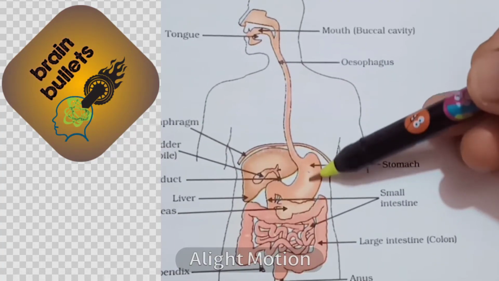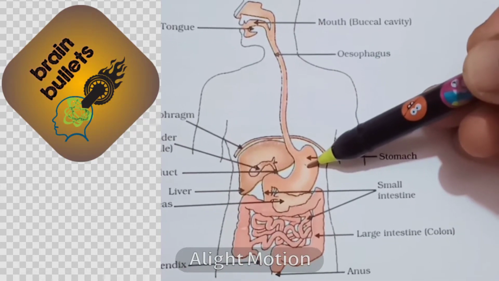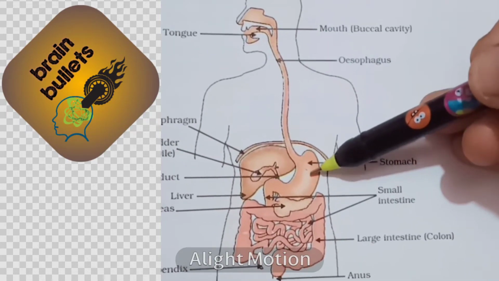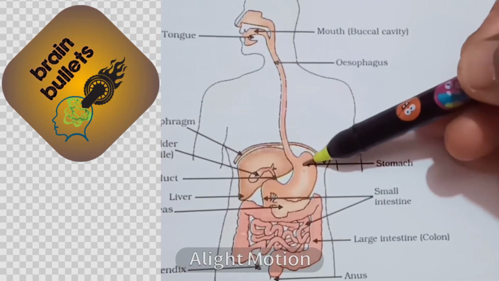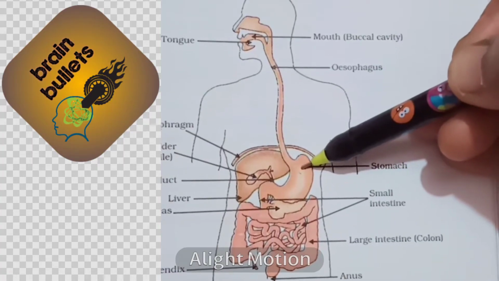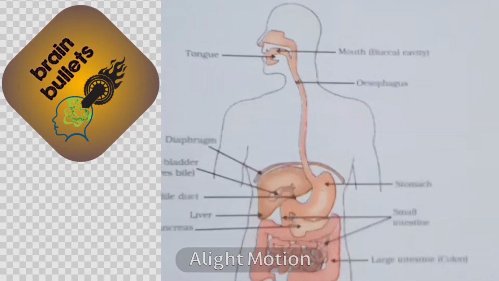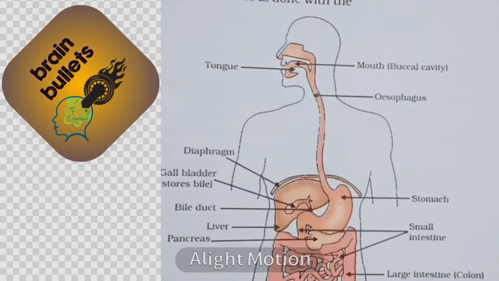There the glands are secreting certain substances. There are 3 substances secreted by the stomach called hydrochloric acid, pepsin and mucus. So each and every substance has a separate function. So hydrochloric acid, do you know what is the function of hydrochloric acid? It helps to make the food acidic for the action of the enzyme called pepsin.